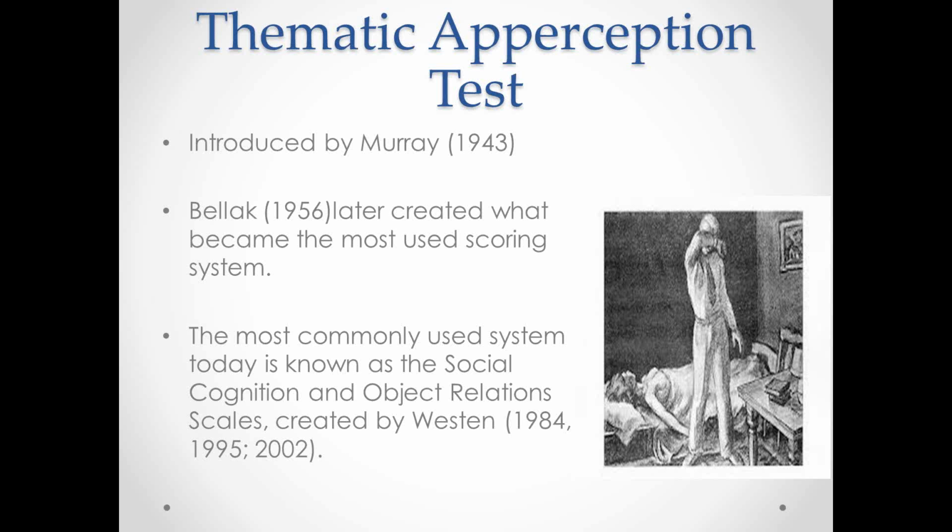So the constructs initially proposed in Bellak's system included dimensions of the main hero, which was a leftover from Murray's approach. Murray's original approach was more looking at the main hero and the environmental presses and internal needs of the hero.